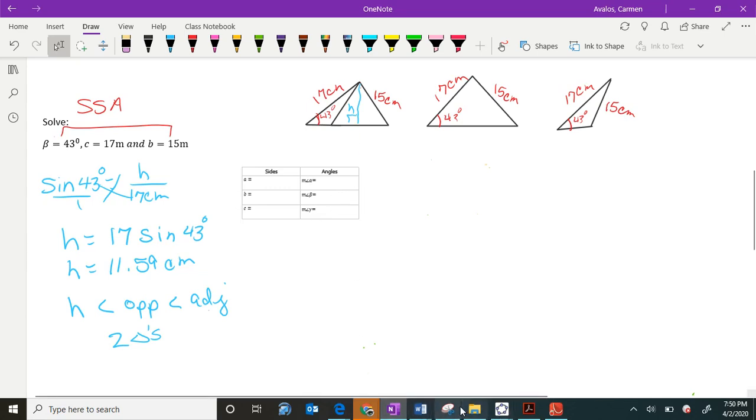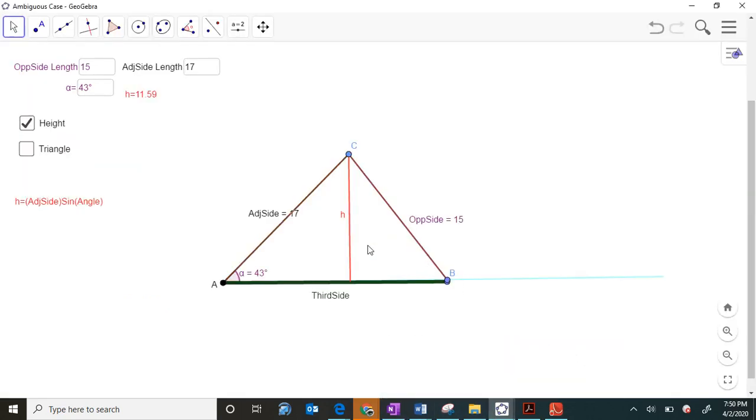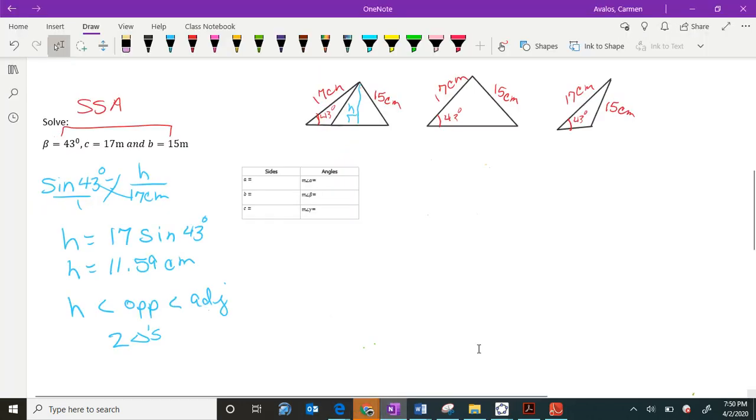So let's look and see what happens in the GeoGebra here. How do we know that? Well, that means that on one side, I am going to be able to touch the third side on the right of the height. So that's what's going to form that big triangle. If I go back on this one, that's the one that I'm talking about. This triangle has both of them on top of each other. So this one here is the acute triangle that we're talking about.